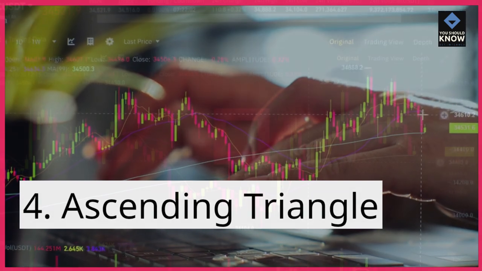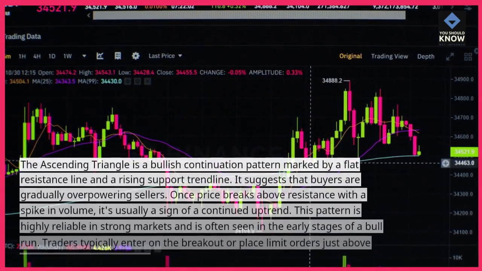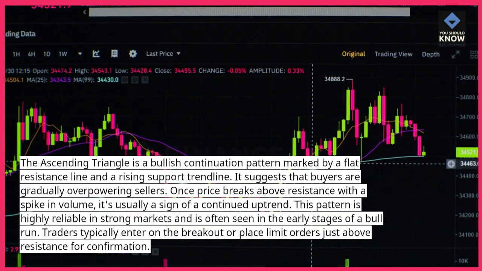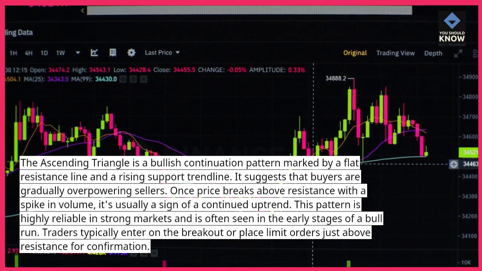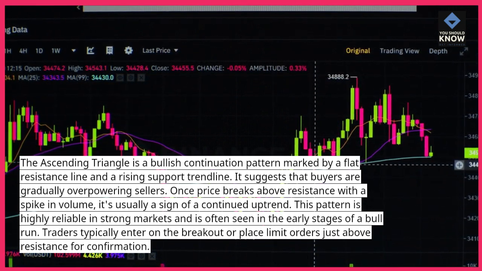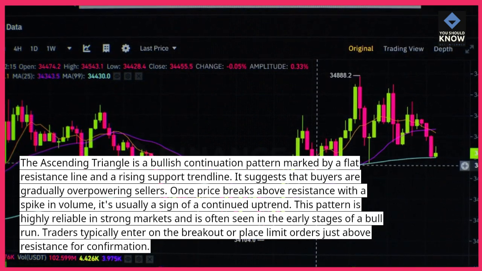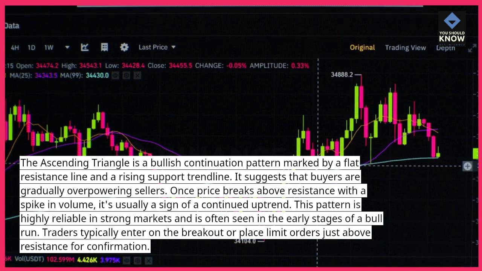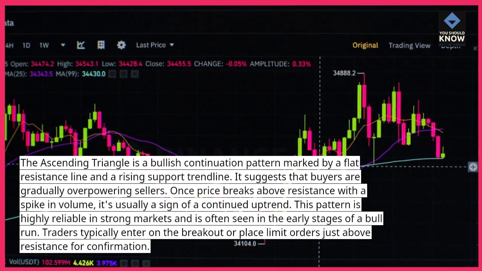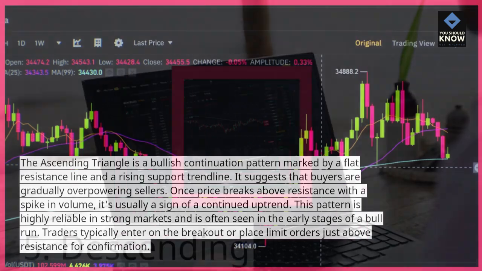4. Ascending triangle. The ascending triangle is a bullish continuation pattern marked by a flat resistance line and a rising support trend line. It suggests that buyers are gradually overpowering sellers. Once price breaks above resistance with a spike in volume, it's usually a sign of a continued uptrend. This pattern is highly reliable in strong markets and is often seen in the early stages of a bull run. Traders typically enter on the breakout or place limit orders just above resistance for confirmation.